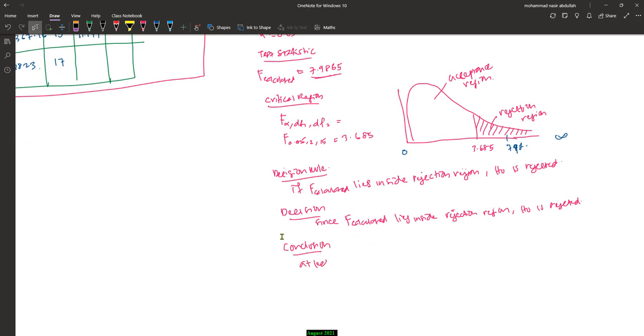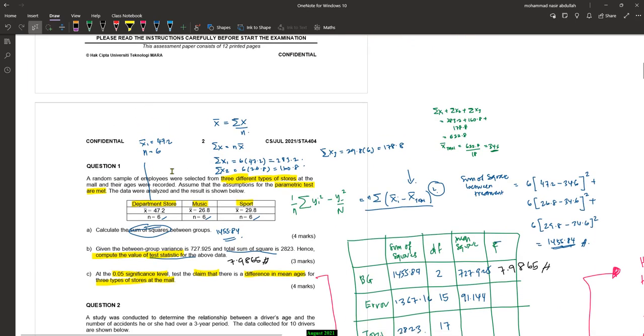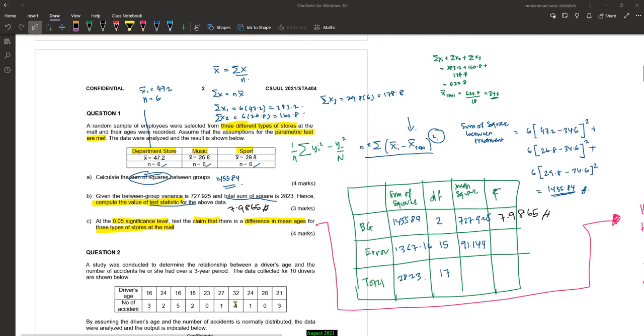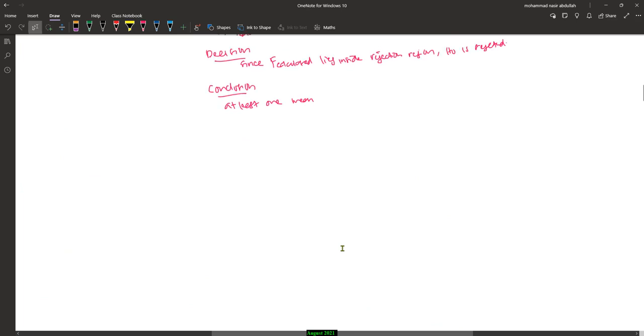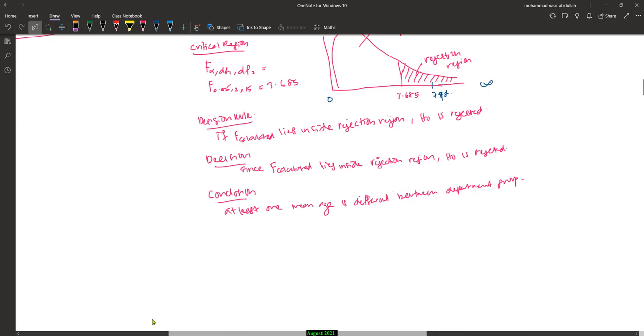So our conclusion here should be at least one mean, what is this? Let us look at the question. At least one mean age is different. So we write at least one mean age is different between the department groups. Okay, so that is for question number 1.